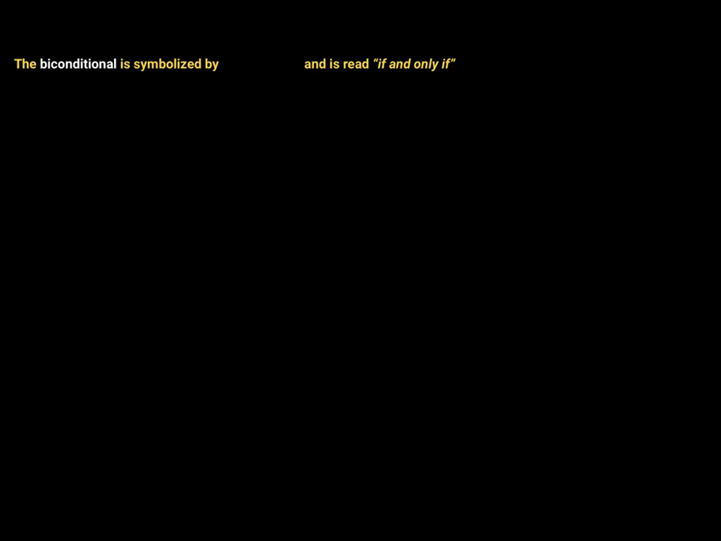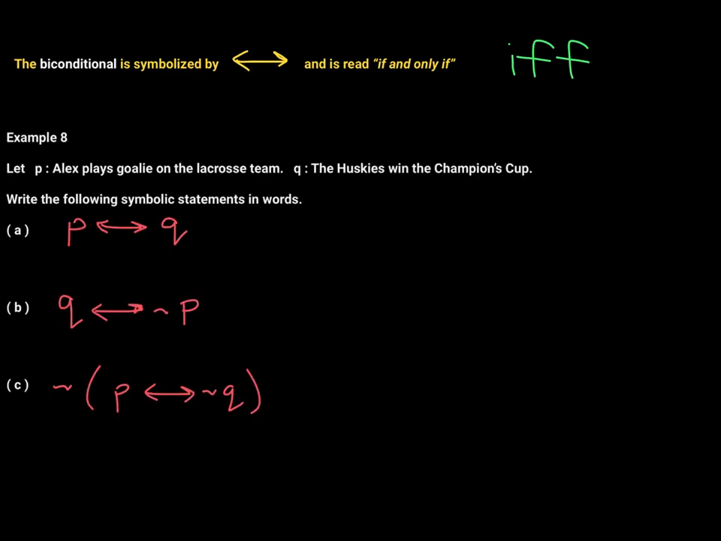Okay, last one, folks, the biconditional. The biconditional is symbolized by that same arrow that we use for a conditional, but it's going in both directions. And this is read if and only if. Sometimes we abbreviate if and only if by spelling out if but with two F's. If you see IFF, that means if and only if. All right, here's our example that illustrates the biconditional statement. And it's our last example.